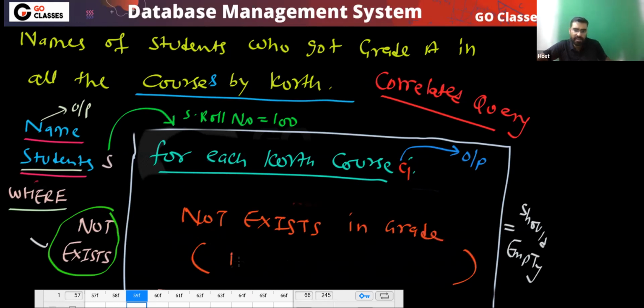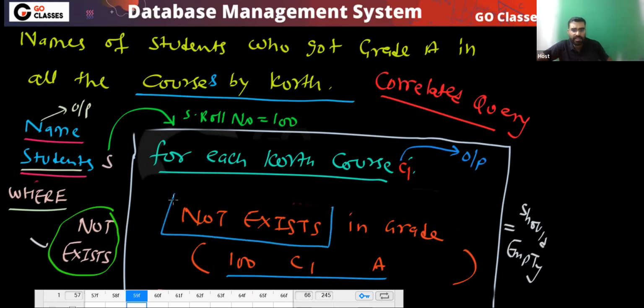Where roll number is 100, course number is C1, and he got grade A, this entry should not exist. If this entry does not exist, then this C1 will be in the output. And this C1 will tell you that in this C1, he did not get grade A. So finally, this type of course must be empty.